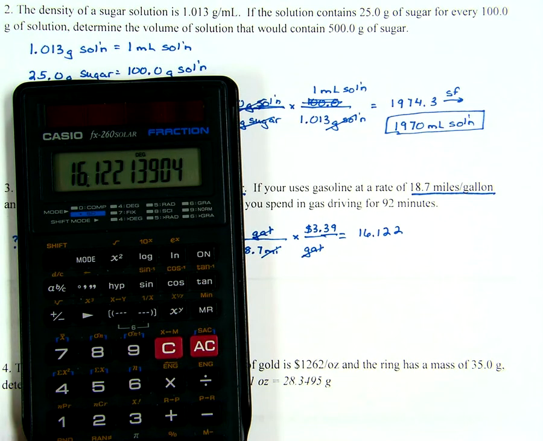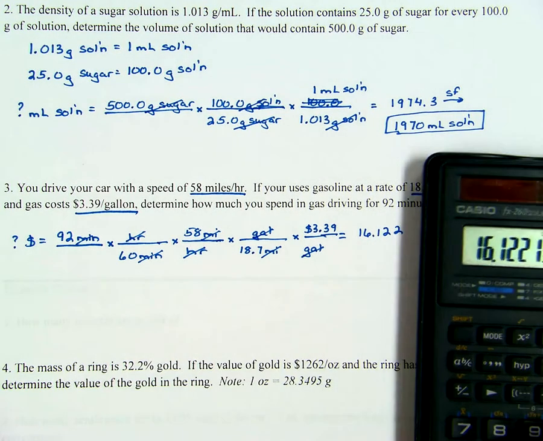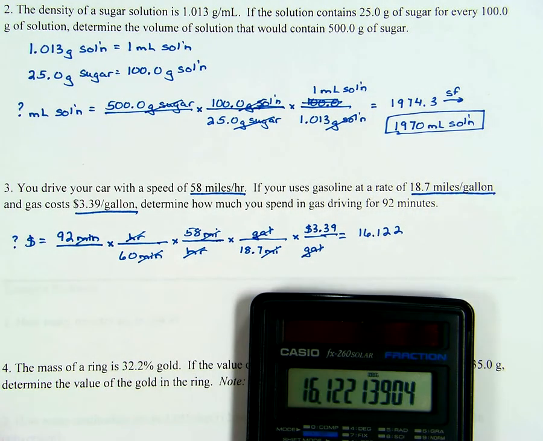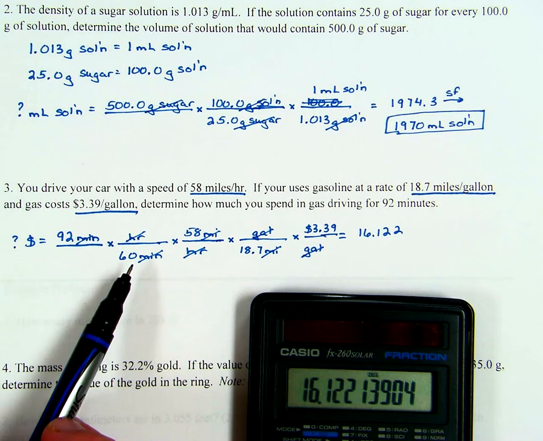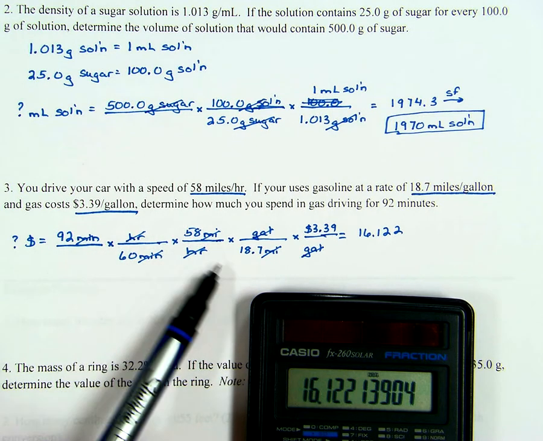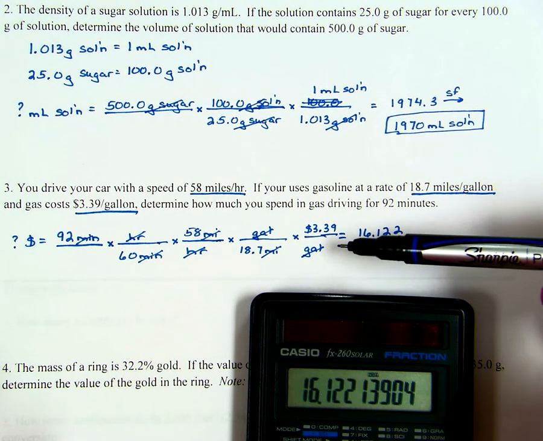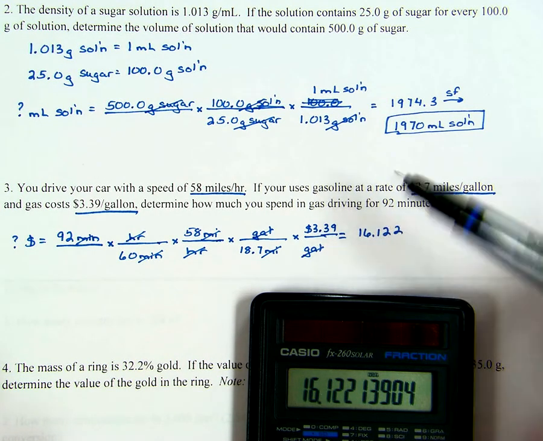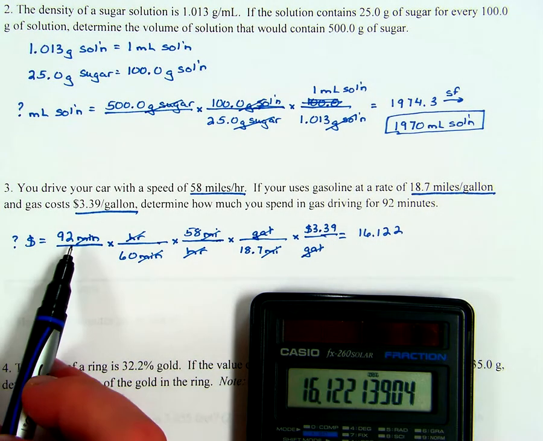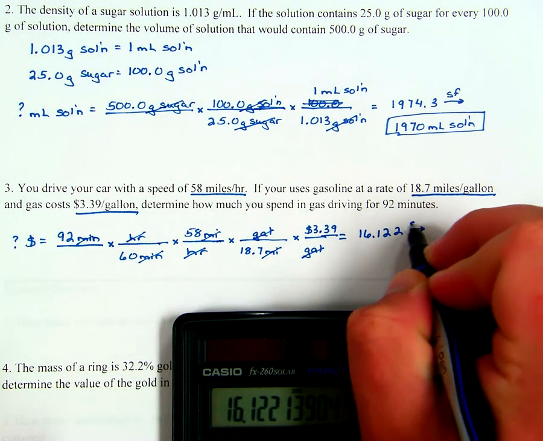And thinking about sig figs here, everything here is measured with the exception of the 60 minutes in an hour. We're measuring the amount of time, our speed, the fuel efficiency, and the cost, in the sense that we have to measure the volume of gas we had. So I only get 2 sig figs here because the 92 minutes and the 58 miles per hour limit me to 2 sig figs. So this would be then $16 is what it would cost me.